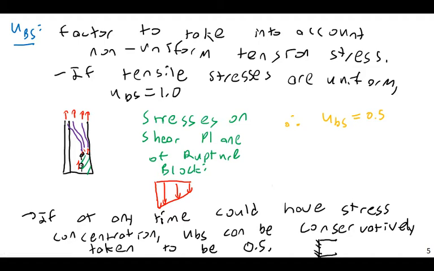But in almost any kind of bolted connection, you are going to have some degree of stress concentration. If you had a plate and just a whole bunch of bolts that stretched across most of the plate, UBS of 0.5 would probably be over conservative for that, but it's difficult to predict the actual value. So we tend to just use 0.5 as a conservative value.